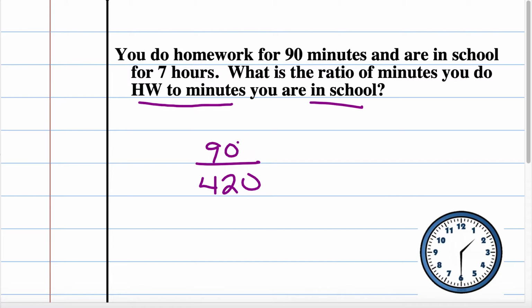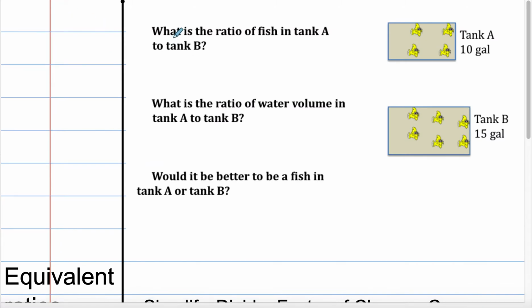So divide them both by 10 would give me 9 to 42. I'm going to put 3 in there, so divide them both by 3 now, which would give me 3 to 14. So there's a 3 to 14 minute ratio. For every 3 minutes of homework, it's 14 minutes in school. All right, go ahead and find me these next 3 questions.